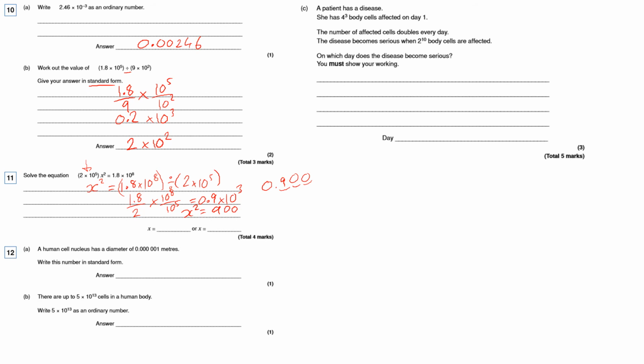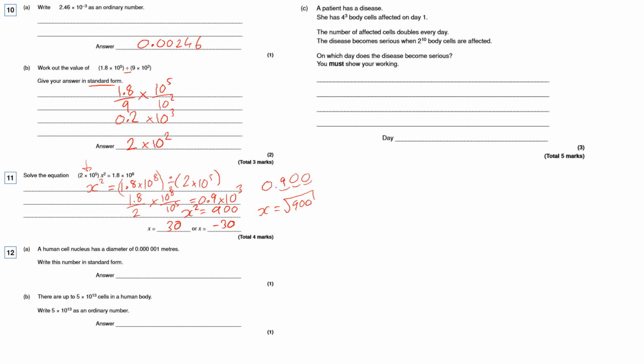But we want to solve it, we want to find x. If we know x squared, then we need to square root 900, and that is 30. But remember, a square root can have a positive and a negative answer, so the other answer is minus 30. Well done if you got that one. I think that's probably the trickiest one on the board.